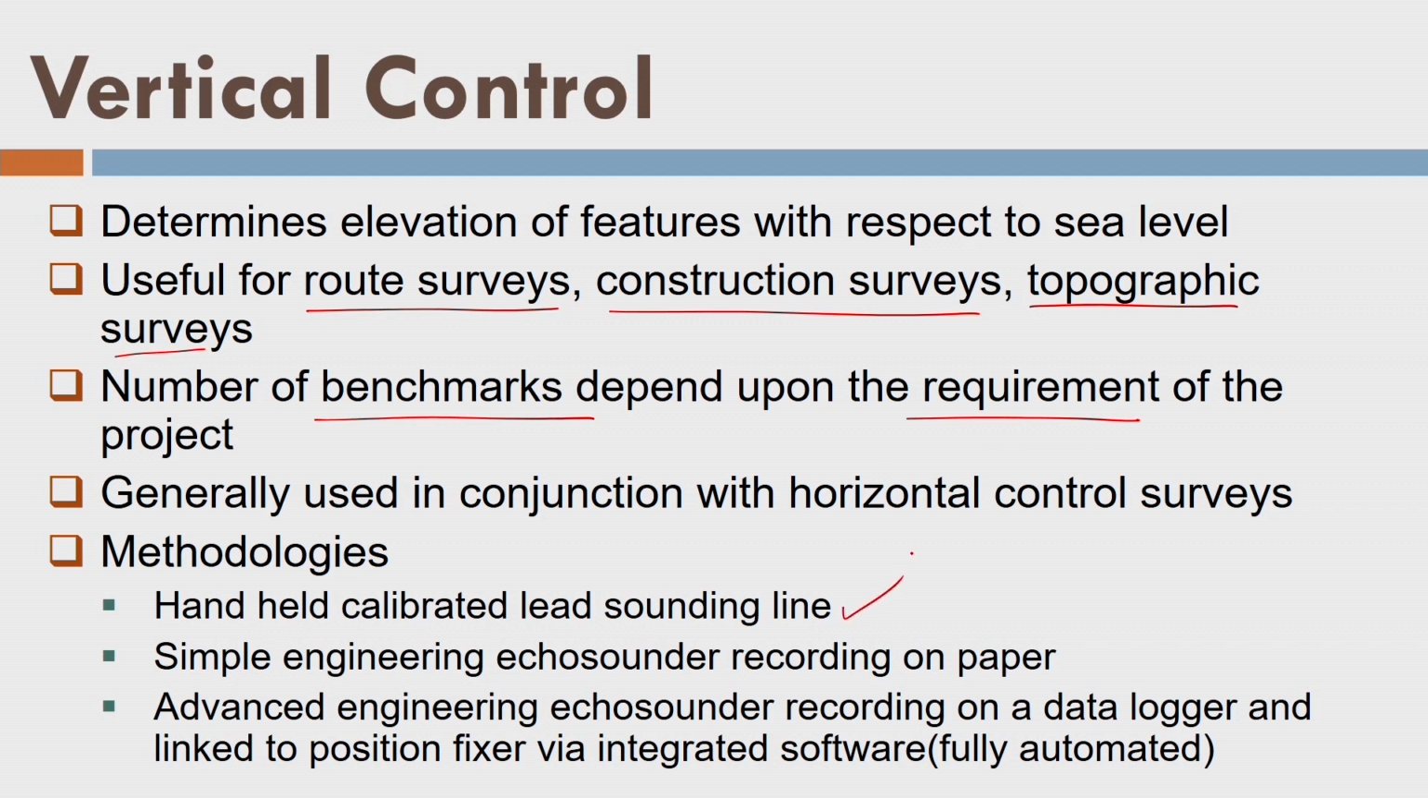As we have already seen how to use the lead sounding line, we also use echo sounders for the depth measurement, and then we also use the advanced engineering echo sounder, that means an automated system. Echo sounders these days are completely automated, or we need minimum human intervention for them. But at the same time, we can also use a lead line or a sounding pole.